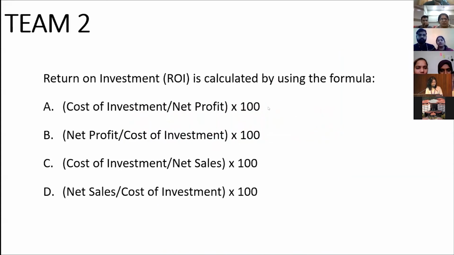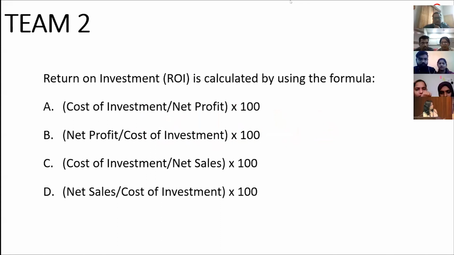Round 2, we begin with team 2. For each correct answer, you'll get 20 points. Return of investment is calculated by using the formula: cost of investment by net profit into 100, or net profit by cost of investment into 100. Ma'am, the answer is B. Net profit divided by cost of investment into 100. Very good. You get 20 points.